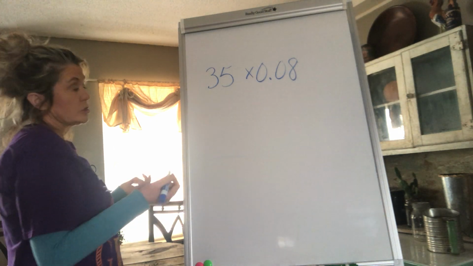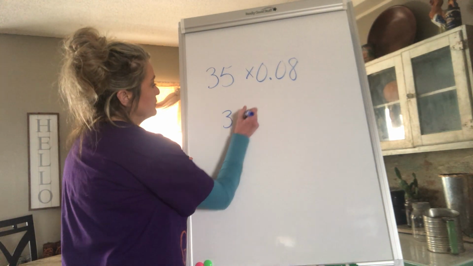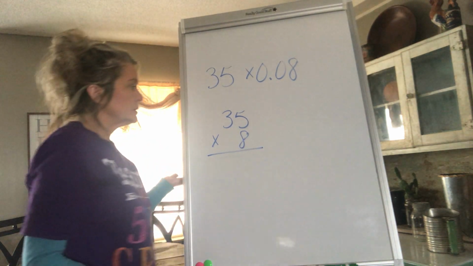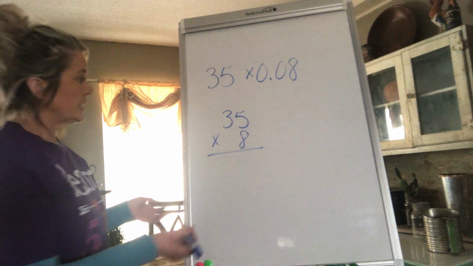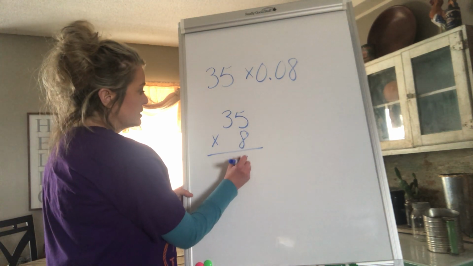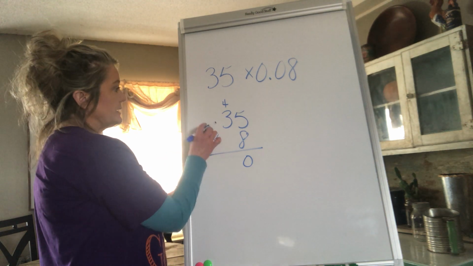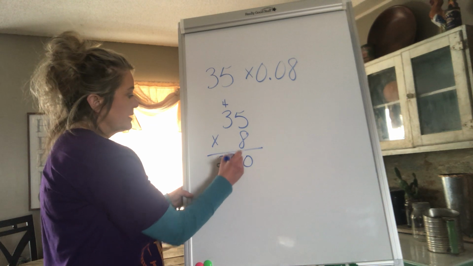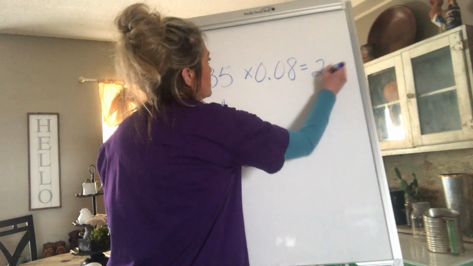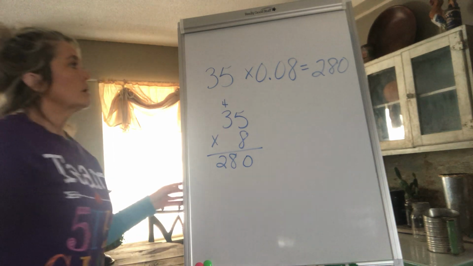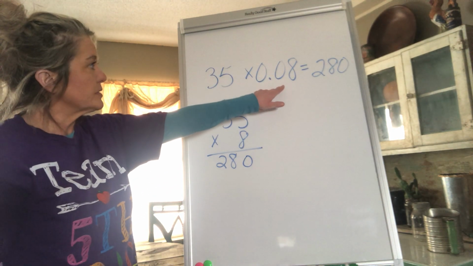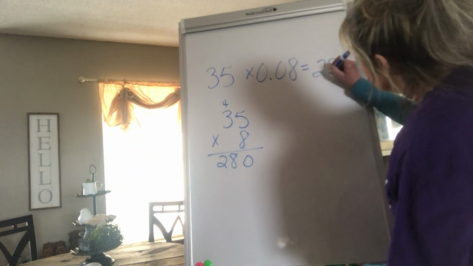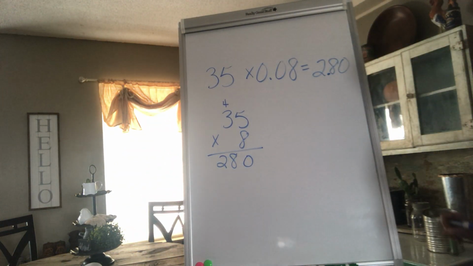Well, Kieran says we can just look at it like whole numbers and multiply them. 35 times 8, we can do that because we know how to do multi-digit multiplication. So 8 times 5 is 40. 8 times 3 is 24, plus the 4 that we carried is 28. So we would have 280, but our problem was in hundredths. So we know that our answer needs to be in hundredths. So we would have 280 hundredths.